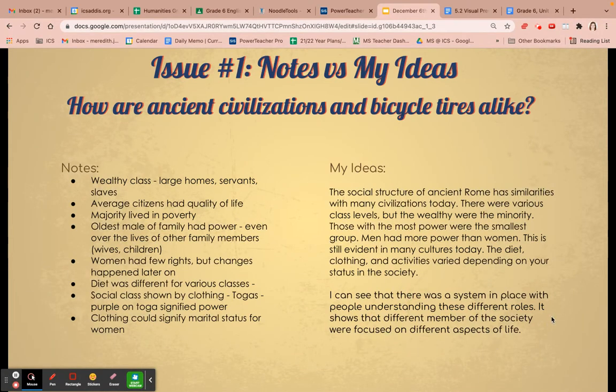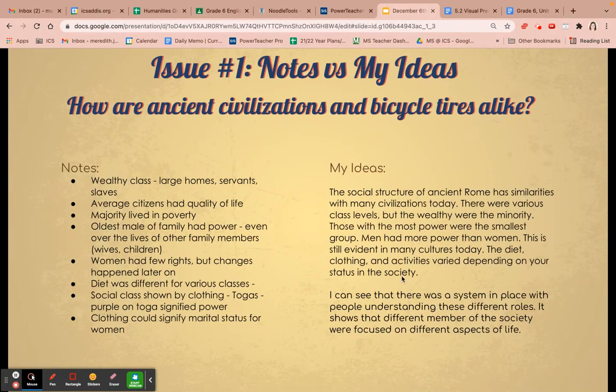And here's something else. I can see in Rome, I should have maybe put in Rome, that there was a system in place where people understood these different roles. So, what that showed me was that the different members of the society were focused on different aspects of life. Can you see that what I have typed here is nothing that I stated over here in my notes? This is completely different. And this is really valuable because this shows my teacher that I've come to an understanding. I read some great facts, but I made some deep understandings about society and what the civilization was like that is different from the facts that I read.